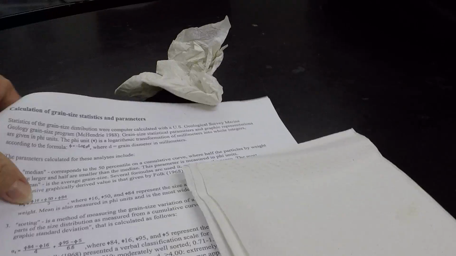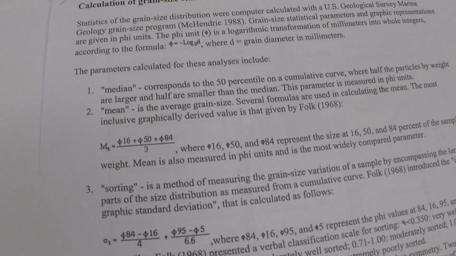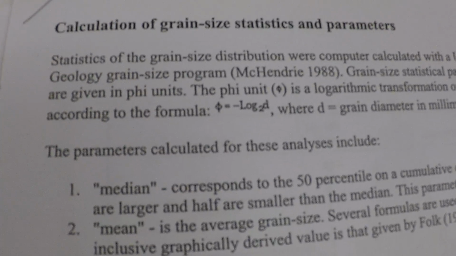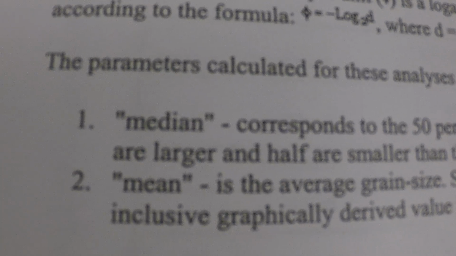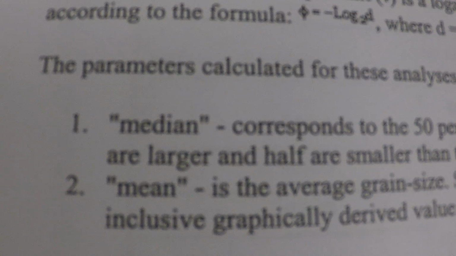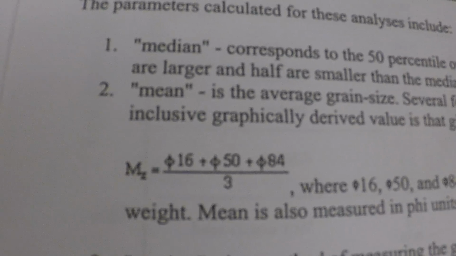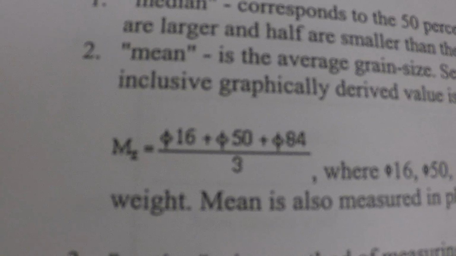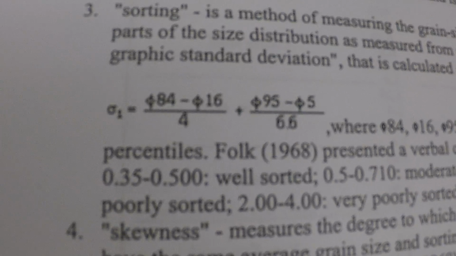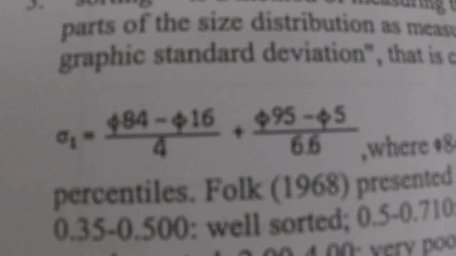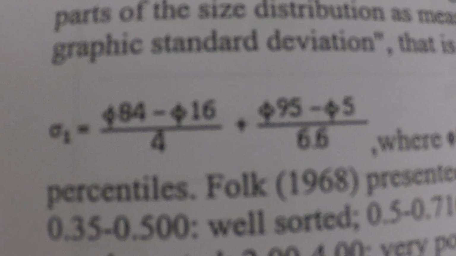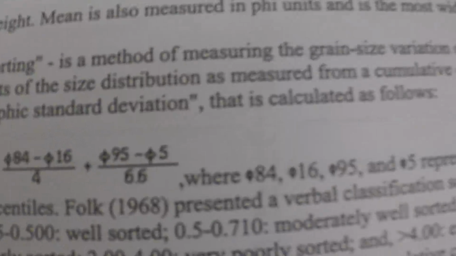And then, to calculate these things, we're going to use, again, this handout, the calculation of grain size statistics and parameters. You'll notice that if you look down, we have information about how to get the median grain size, a formula about how to get the mean grain size, and then for sorting, we also have how to calculate and get the sorting coefficient.